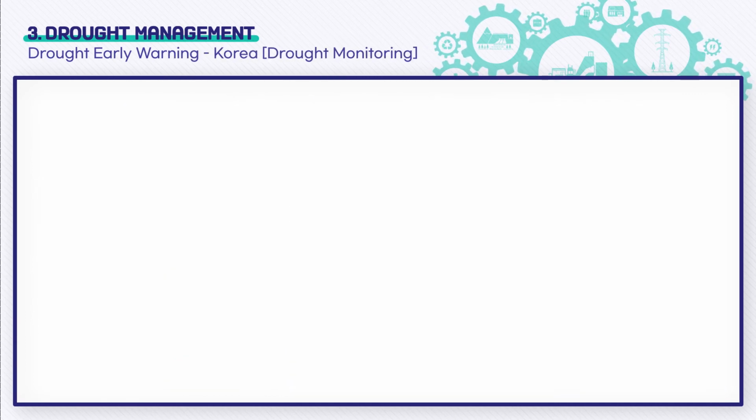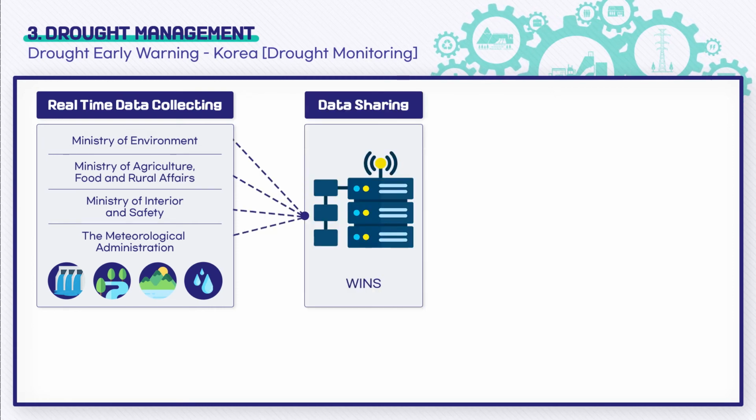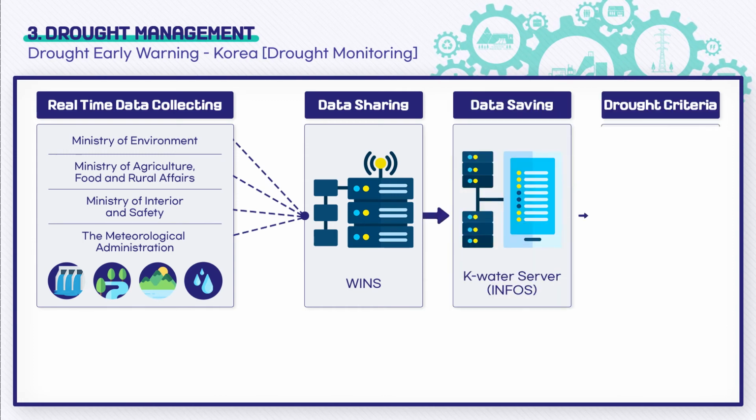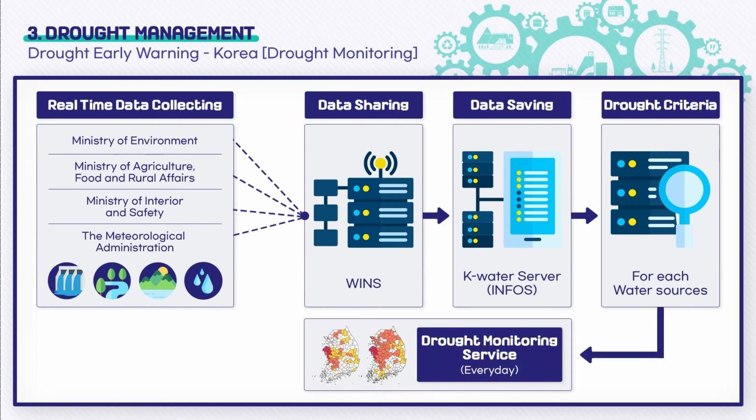Korea's drought monitoring collects real-time information produced and related to the Ministry of Environment, which performs general water management, and the Ministry of Agriculture, Food and Rural Affairs, Ministry of Interior and Safety, and the Meteorological Administration to share the information in real time through a platform called Water Management Information Networking System, WINS. This information is collected and established for each water source, which is categorized and produced every day into 4 stages: interest, caution, warning, and severe.